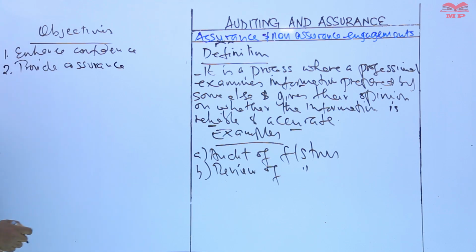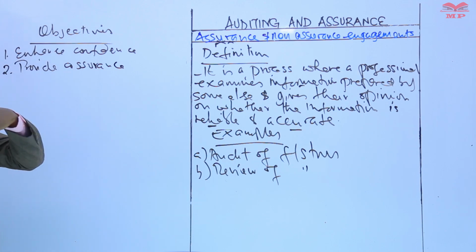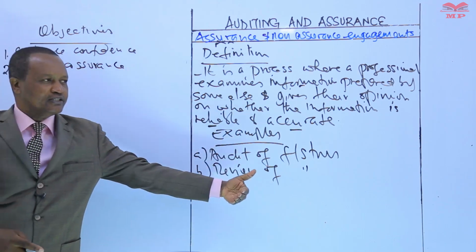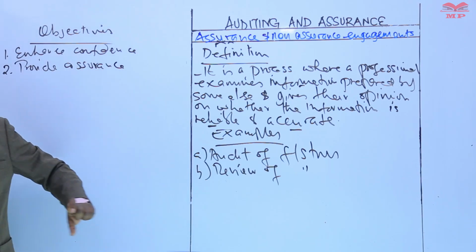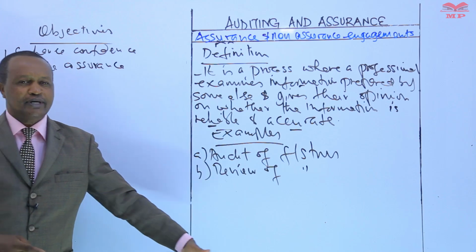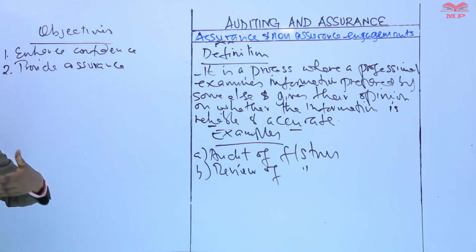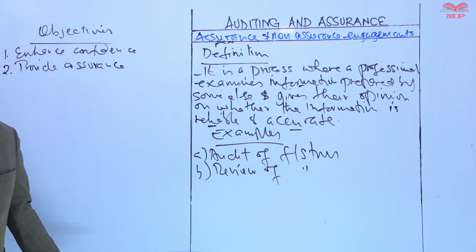To provide assurance is to offer an independent and objective assessment of the subject matter. Do you understand? Which reduces what we call information risk that may be caused by bias, by complexity, by remoteness, and so on.